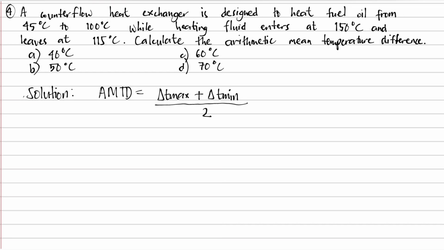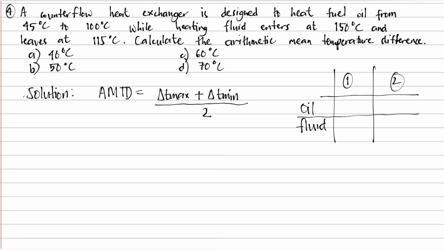So, ito yung ating 0.1, sabihin natin. And then, this is 0.2. Kung gagawa mo ng table yan, meron kang oil at meron kang fluid. So, sa oil, from 0.1, 45, papunta ng 100. Naka-degree Celsius yan parehas, guys. Yung fluid naman, galing naman ng 150. Fluid enters at 150 and leaves at 115.